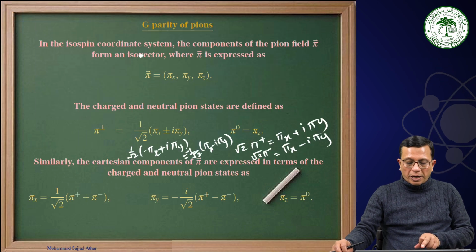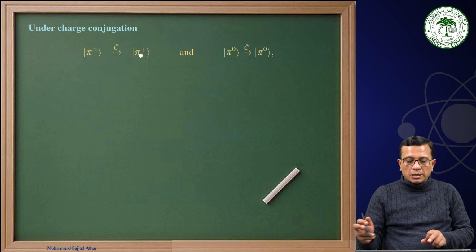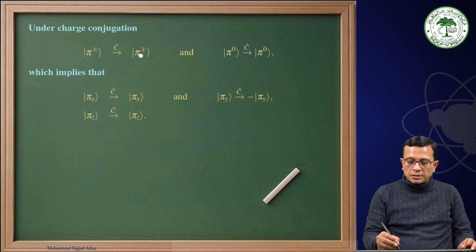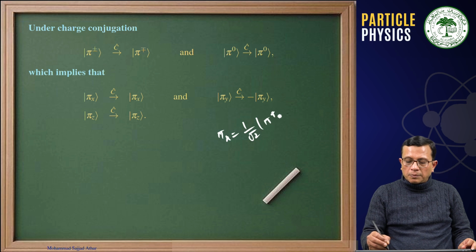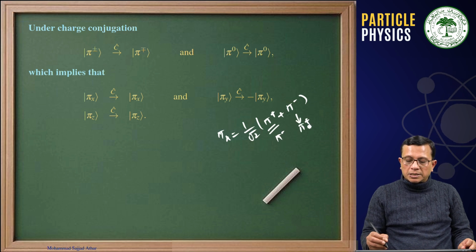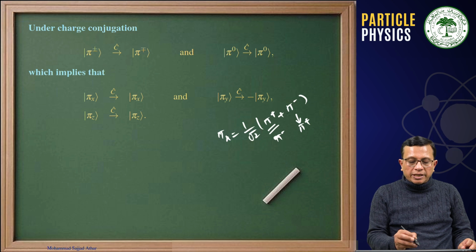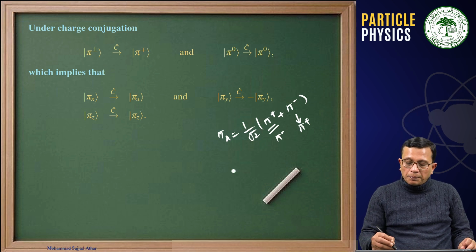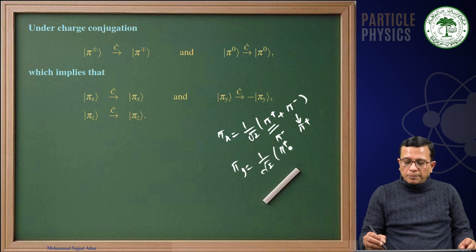1 by root 2 (pi plus + pi minus). Therefore, my pi x is 1 by root 2 (pi plus + pi minus). And that means pi plus is becoming pi minus, and pi minus is becoming pi plus, and therefore there is no change, and therefore pi x under charge conjugation remains pi x. While pi y is 1 by root 2 (pi plus minus pi minus).